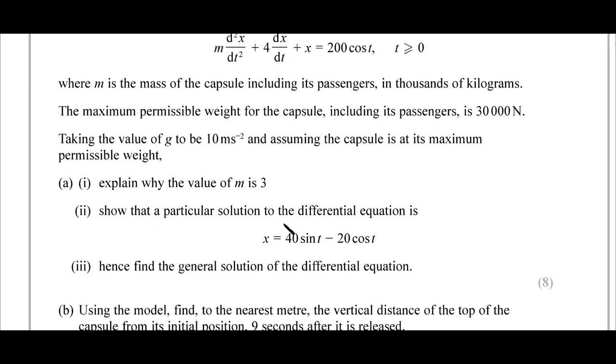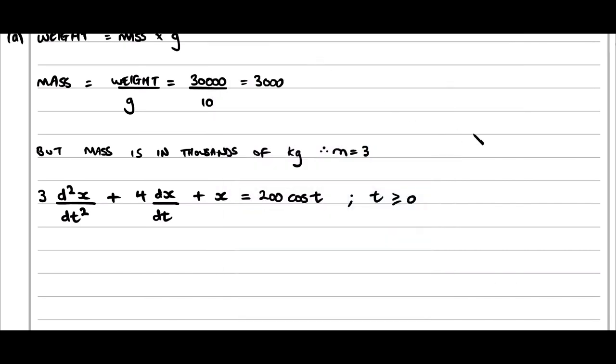And then we have to show that a particular solution to the differential equation is x = 40 sin t − 20 cos t, and then find a general solution of the differential equation. This will require a lot of work. So we've got our differential equation, 3 d²x/dt² + 4 dx/dt + x = 200 cos t, where t ≥ 0. We can first find our auxiliary equation, and from that find our homogeneous solution.